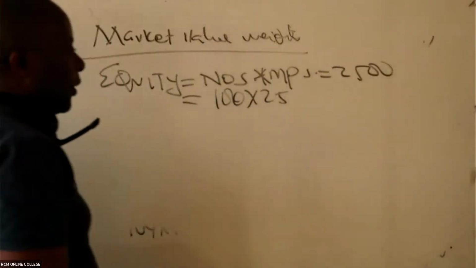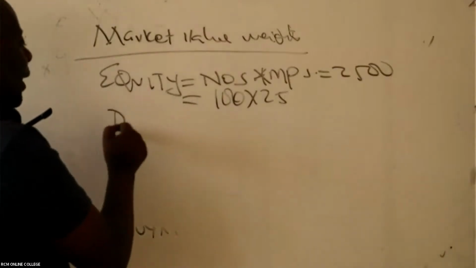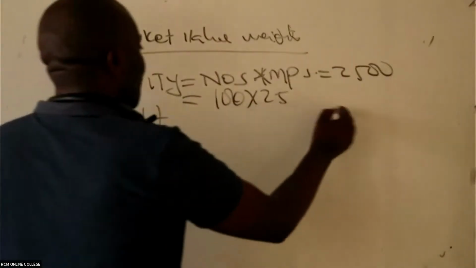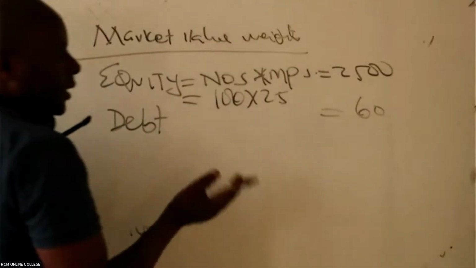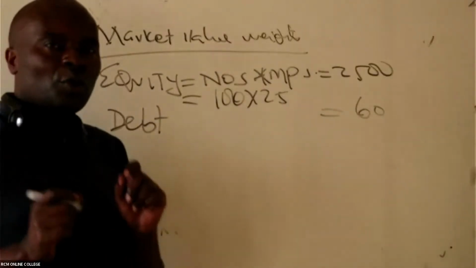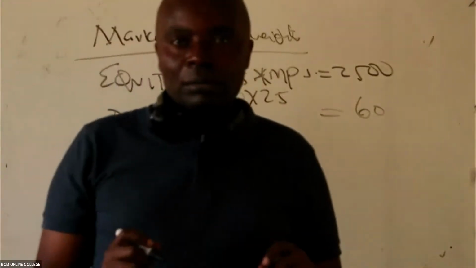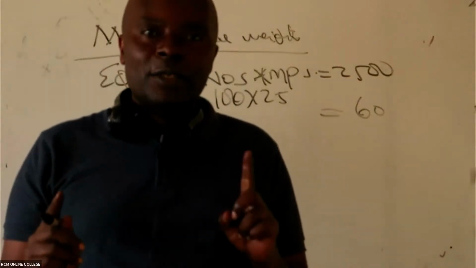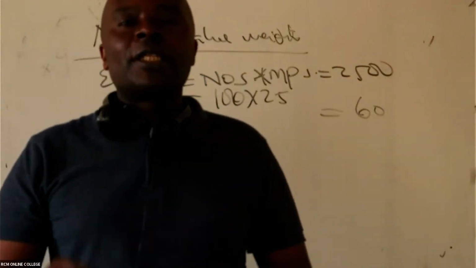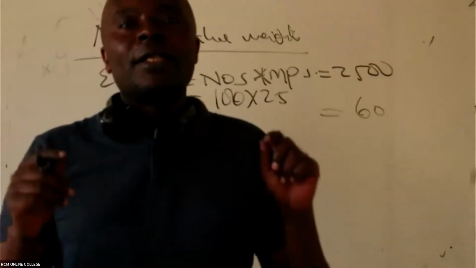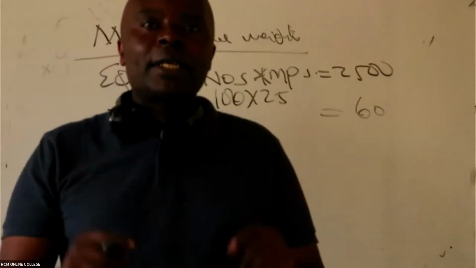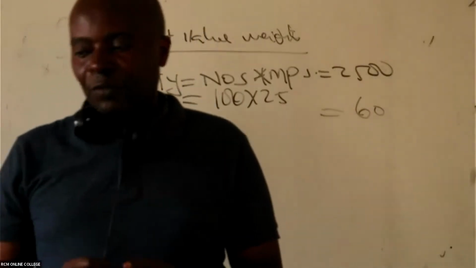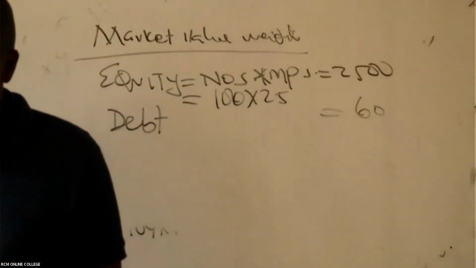This one is very easy. But now when I come to debt, they have told me that debt is 60. But 60 is just what we have in the books, and we're being told by these financial management experts that they want the market value. So now we change this 60 to the market value.